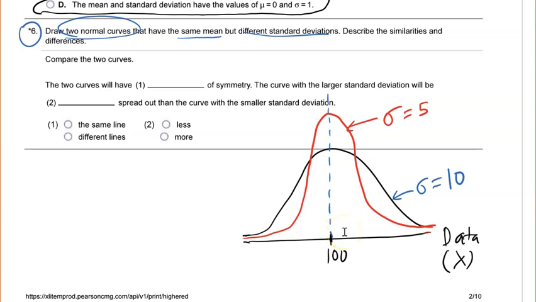To answer the question, the two curves will have the same line of symmetry. The same line of symmetry. That's the one, the same here. You see that? That's the same line of symmetry. The curve with the largest standard deviation, which is the black one, will be more spread out than the curve with the smaller standard deviation. You see that? The largest standard deviation will spread out more than a smaller standard deviation.